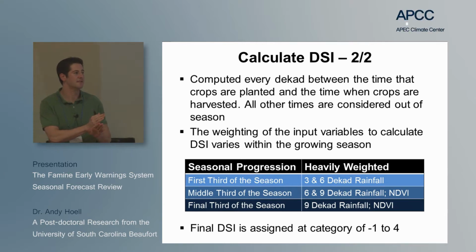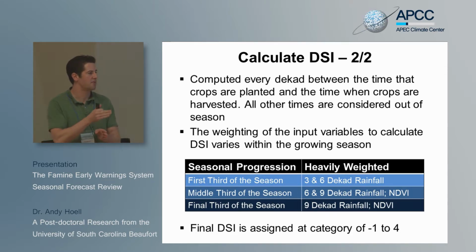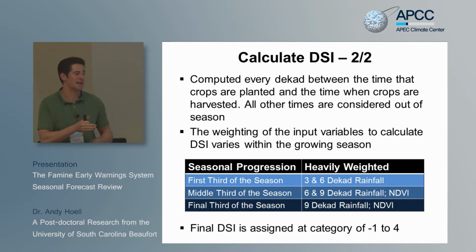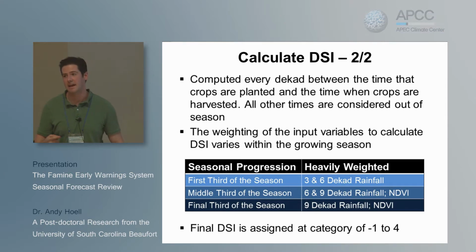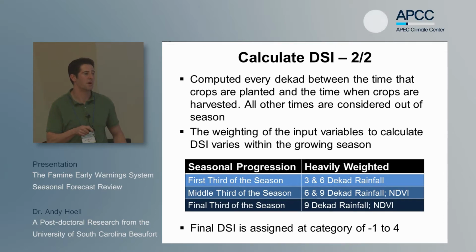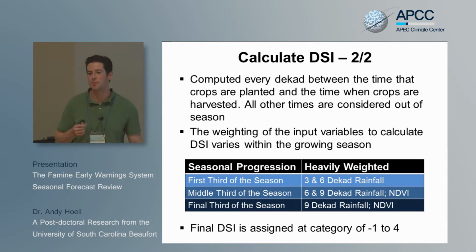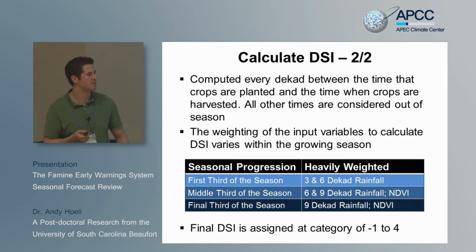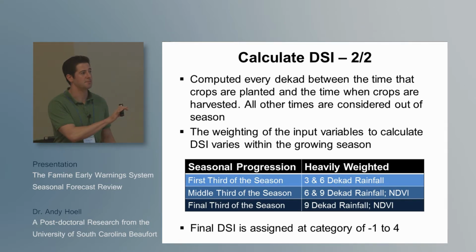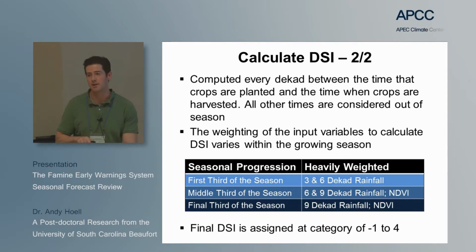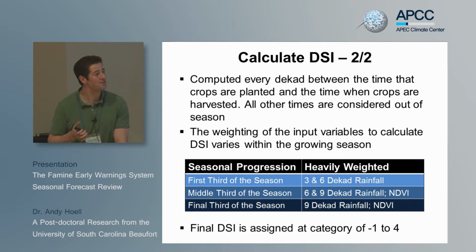The first third of the growing season, what are heavily weighted is the 3 and 6 Dekad rainfall anomaly. In the middle third of the season, it's 6 and 9 Dekad rainfall anomaly in addition to NDVI. And the final third of the season is the 9 Dekad rainfall and NDVI. And the final DSI is assigned a category of 1 to 4 based upon this weighting. When I say heavily weighted, it's very, very heavily weighted upon these variables. There is some input from each of the other variables, each of the other 4 or 5 variables that we have, but these are the heavily weighted variables. It's going to change, the DSI is going to change the recipe, so this isn't going to last very long. And I don't actually know what the new recipe is going to be.